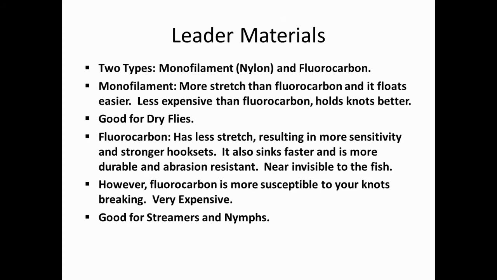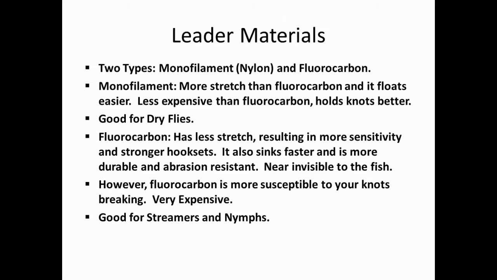They can be made out of really two types of material. They can be monofilament, or they can be fluorocarbon. Both have their pluses and minuses, right? Monofilament, which you hear abbreviated as mono, has more stretch. It floats better. It's a lot less expensive, about a third of the cost of fluorocarbon. It holds knots better there. So if you had a choice, maybe you'd use that for dry flies.